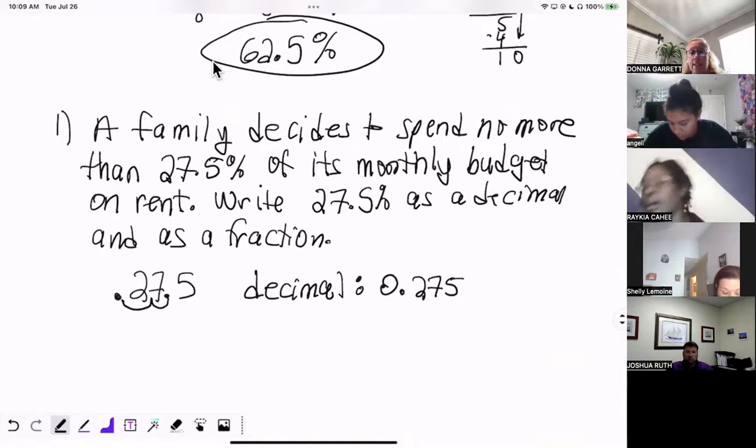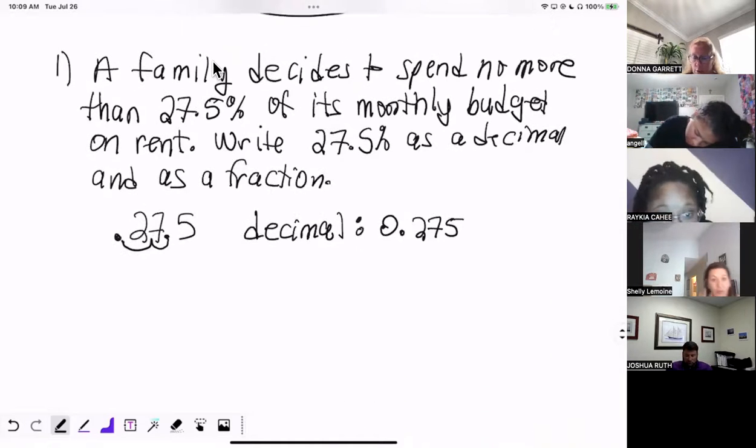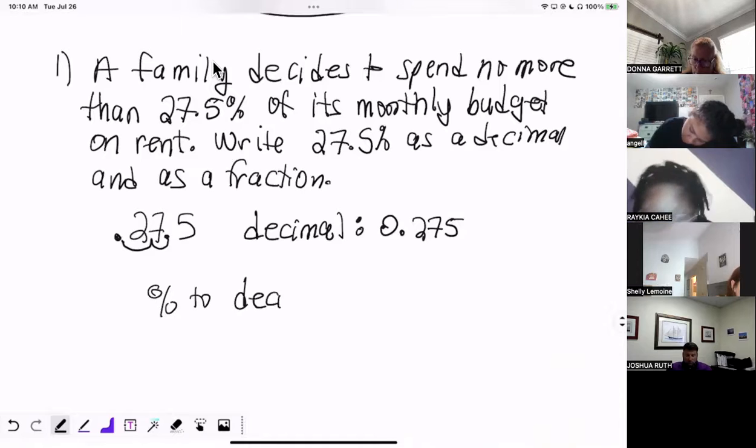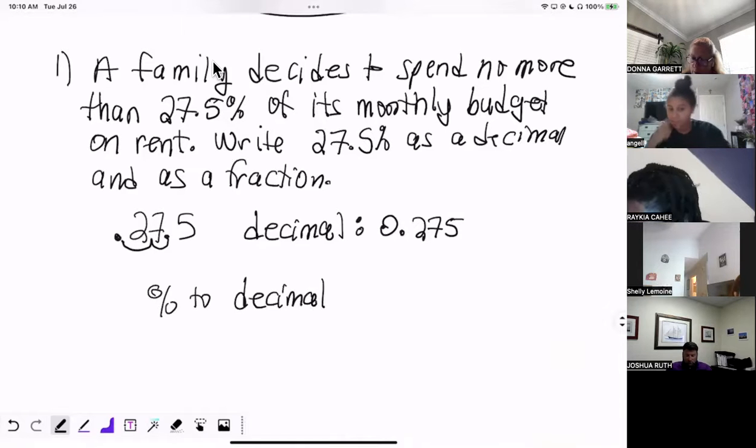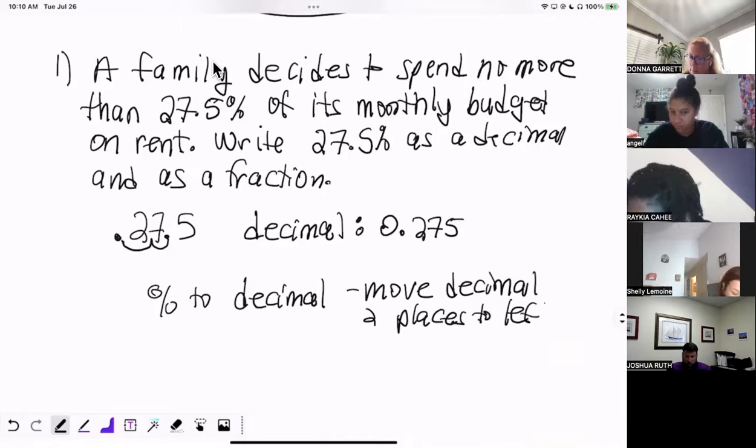So going from percent to decimal, you move 2 decimal places to the left. If you're going from decimal to percent, 2 places to the right. So I'm going to write that down. Percent to decimal, move decimal 2 places to the left. That's how you go from percent to decimal.